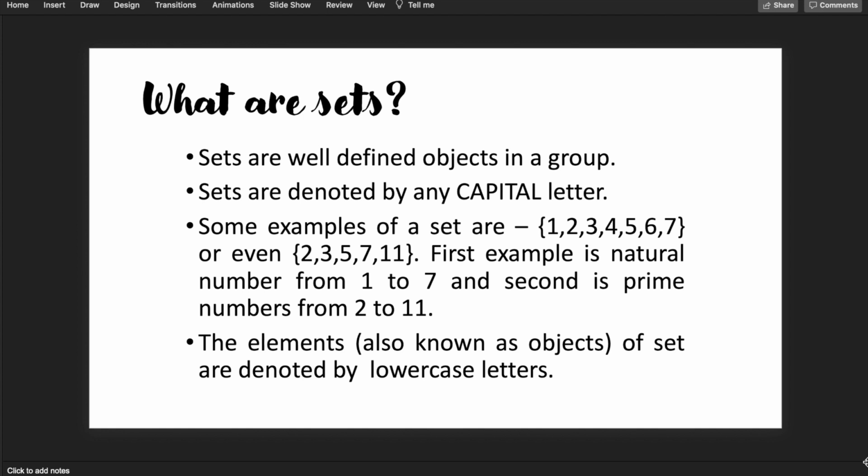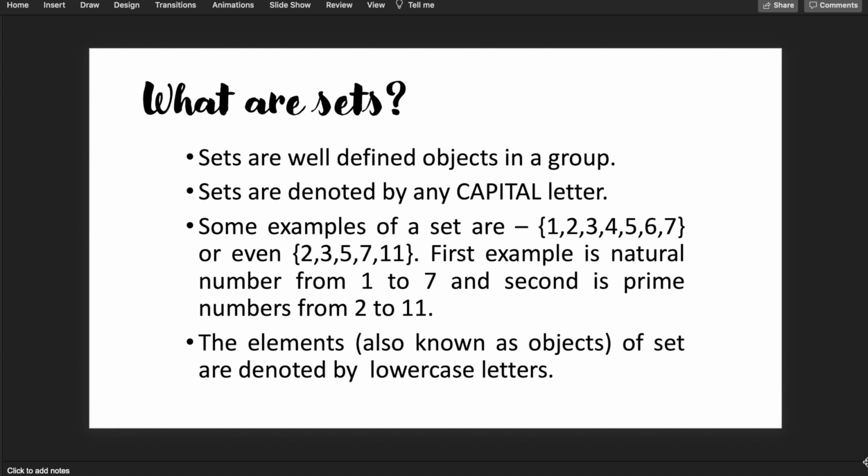Some examples of sets are curly brackets 1, 2, 3, 4, 5, 6, 7. And also remember, sets are written inside curly brackets, and the elements of the set, or whatever is present inside the set, are separated by commas. And never use the word and, as even I made the mistake in the start of using and for the last one, like 1, 2, 3, 4, 5, 6 and 7. Make sure you use a comma over there, don't use and.